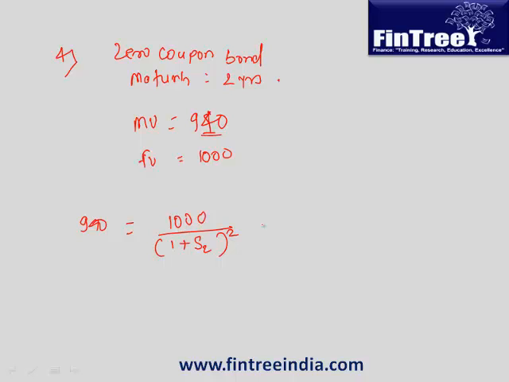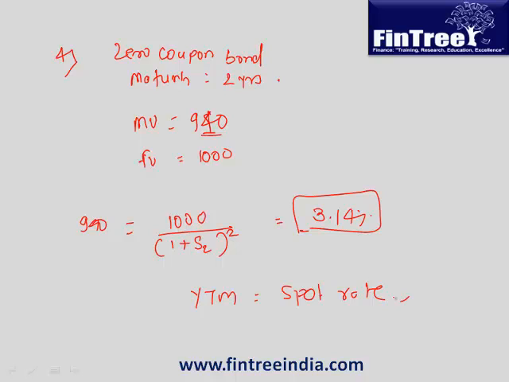Second clear TVM. Minus 940 is present value. 2 is N. 1000 future value. Compute IY. 3.14. So what does it mean? That for a zero coupon bond, YTM and spot rate is the same concept.